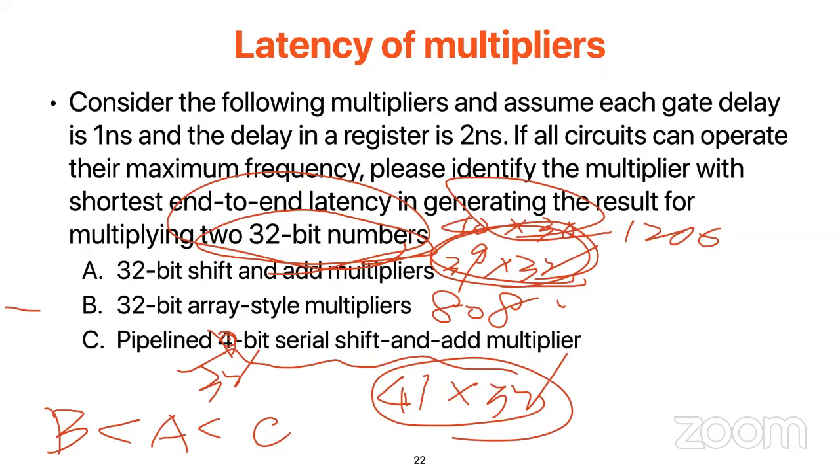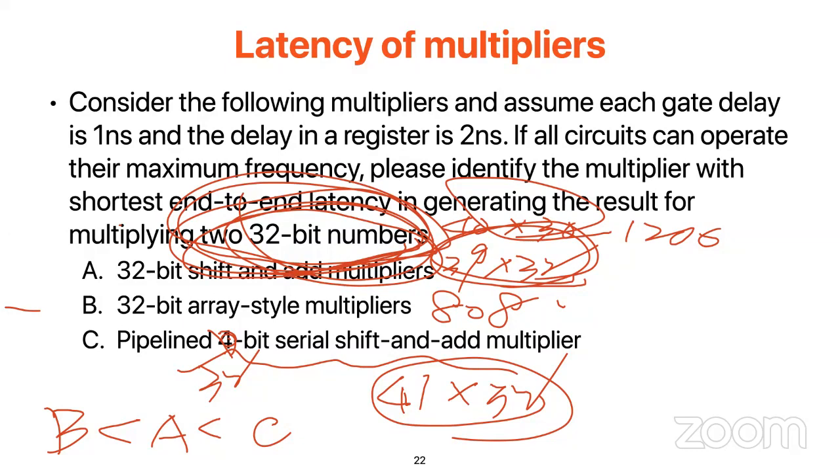So when we are reading carefully, if we are just talking about multiplying two numbers, it's from the beginning when we receive the two numbers to the end of generating the result. So these two numbers must go through all the gates required to generate the result. And for the pipeline version, you have to go through 32 stages.